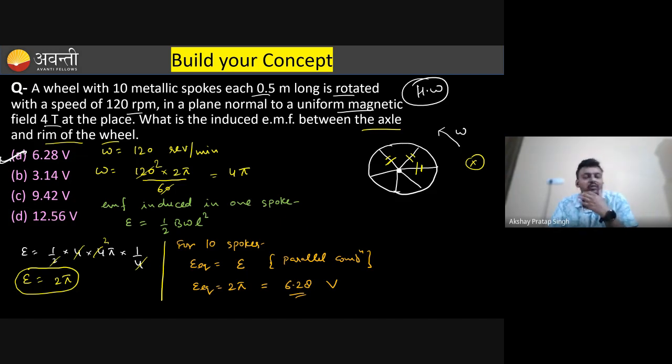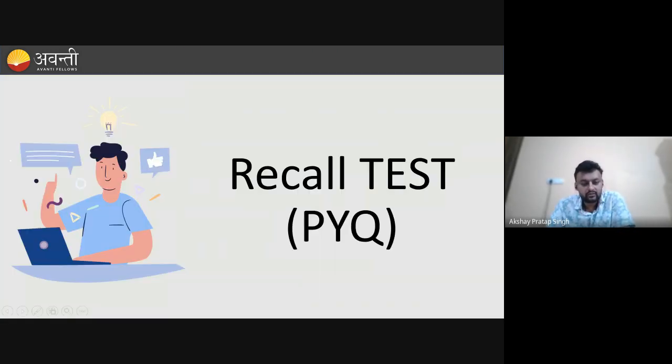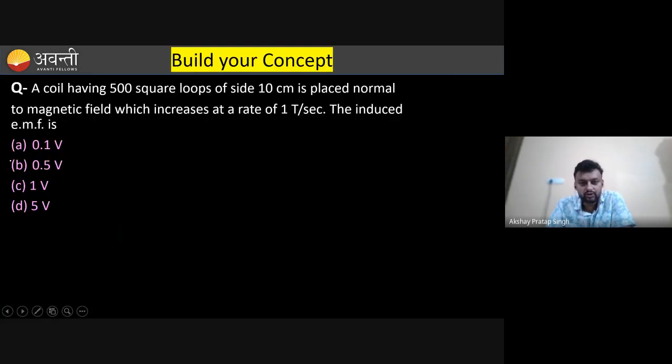On this note, I am moving further to the next part of our session, which is the recall test. I will give you some 30, 40 seconds to solve the question. You have 30 seconds to solve this question.